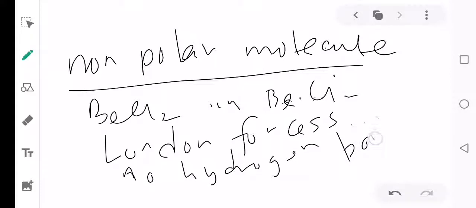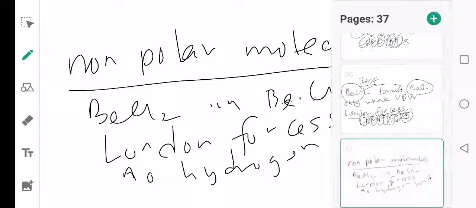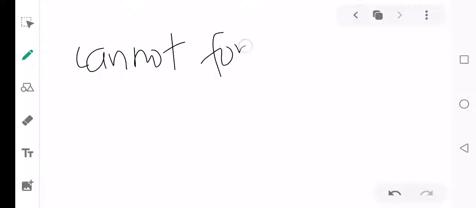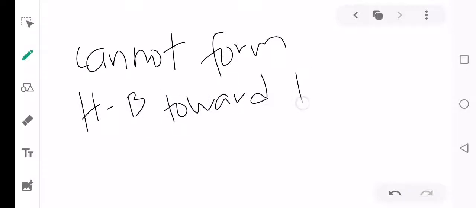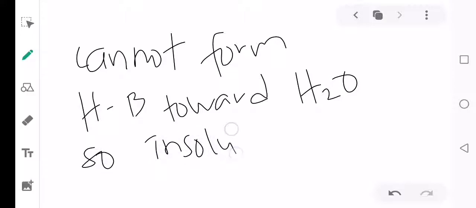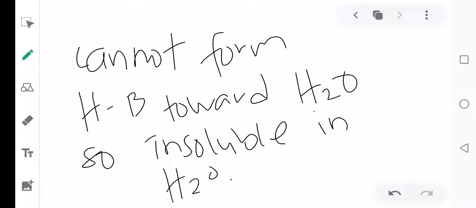It means it cannot form hydrogen bonds with water. So it is insoluble in water. Okay, so it cannot form hydrogen bonds with water. So insoluble in water. Alright. Okay, guys.